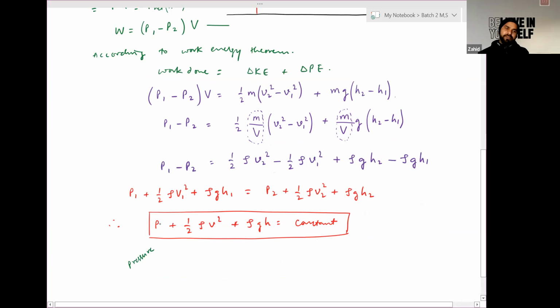So in this expression, the first term is pressure, the second term is kinetic energy divided by volume, and the third term is potential energy divided by volume. So the sum of these three quantities at any instant for the flow in a tube is always constant.